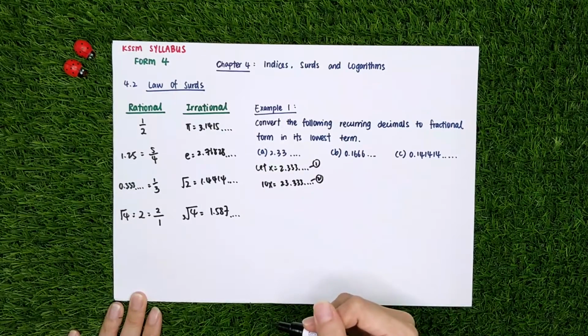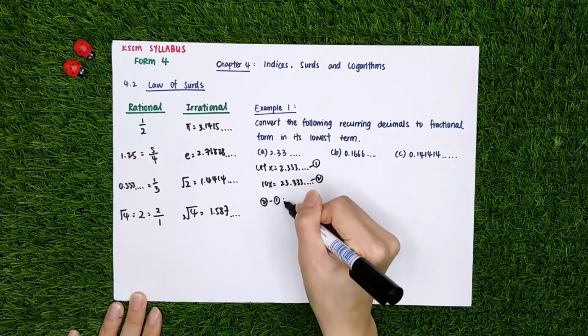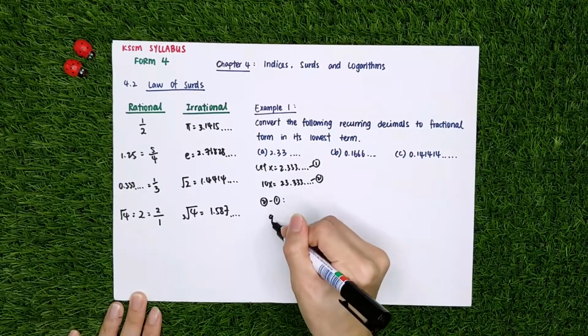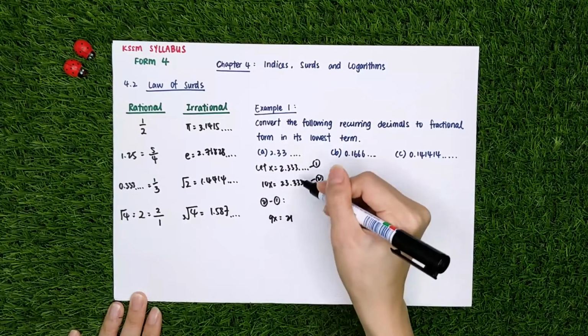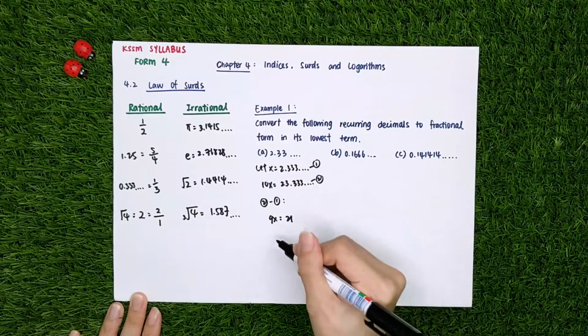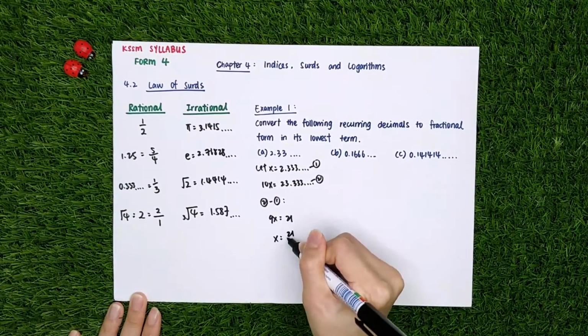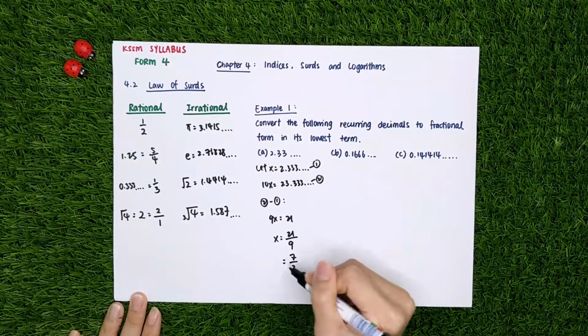I will do the simultaneous equation, which is the second equation minus the first equation, then I will get 9x equals to 23 minus 2, you will get 21. Since the numbers behind are already subtracted off, I will get an integer of 21. So x is equal to 21/9, which is also equal to 7/3.